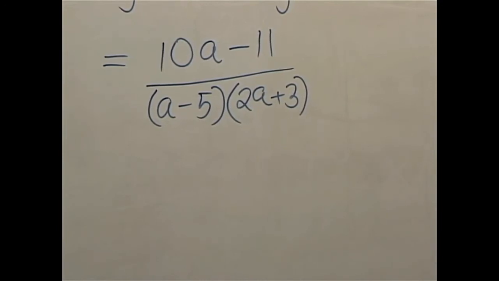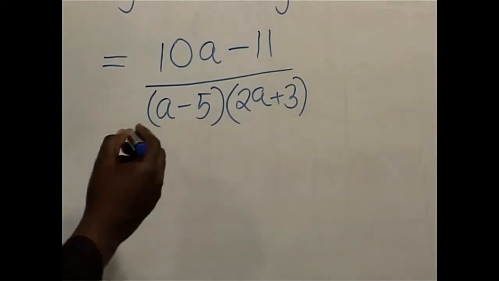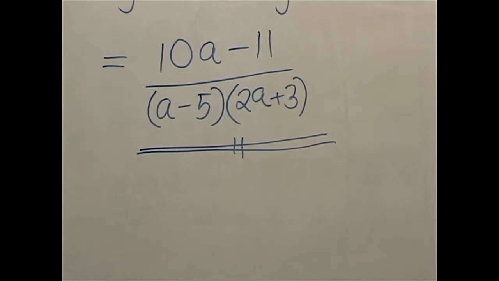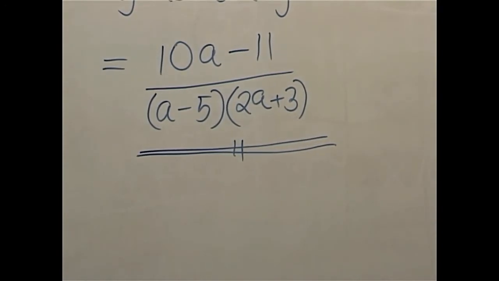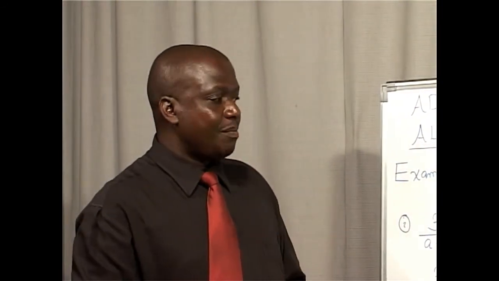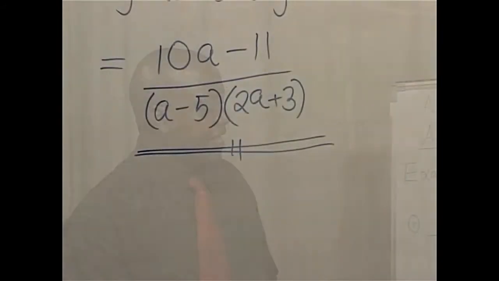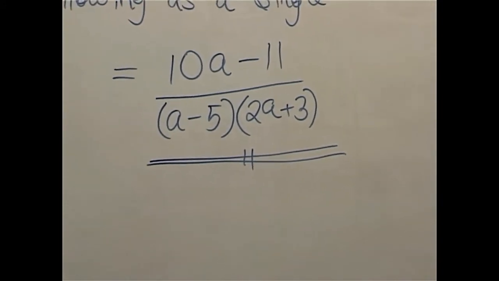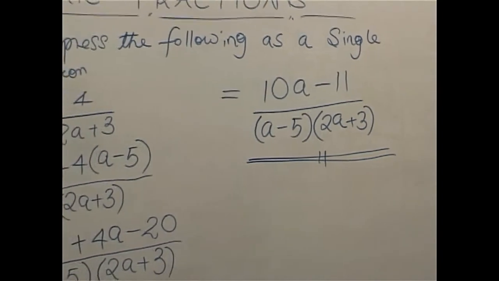We will see that it is not possible, so it means we have reached the final answer as 10a minus 11 divided by the product of a minus 5 and 2a plus 3. We will move on and look at another example where now either one of the two denominators or both are going to be such that it is possible for you to factorize. So let's see.